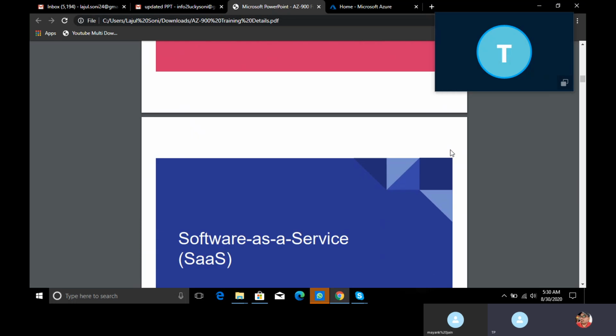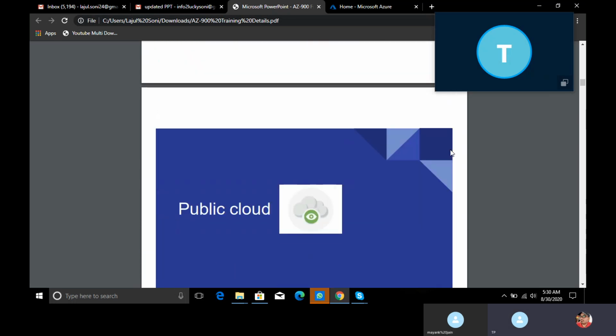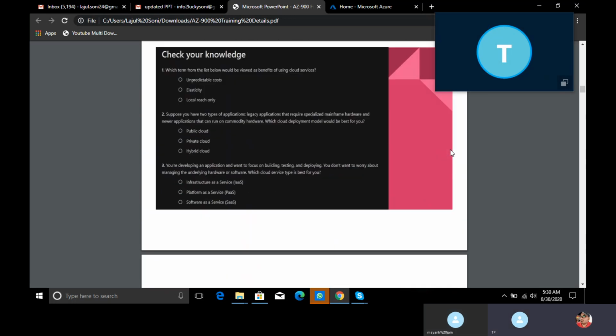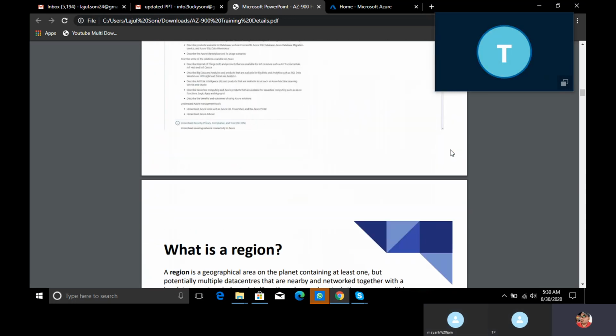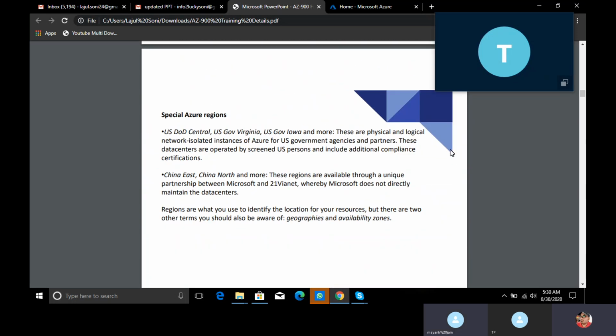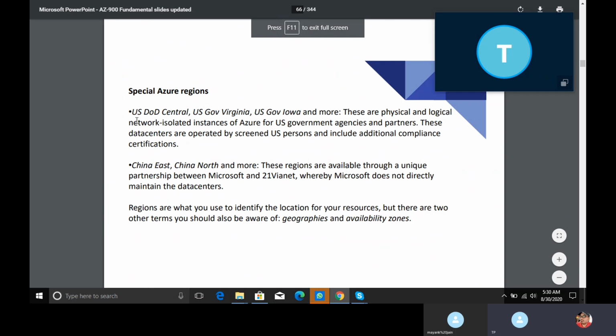Let me show you here. The trust center itself tells everything. Why do I need to trust you? That is the only question here. If you read here: US DoD Central, US Government Virginia, US Government Iowa, and more. These are physical and logical network isolated instances of Azure for the US government agencies and partners. These data centers are operated by screened US persons and include additional compliance and certifications.